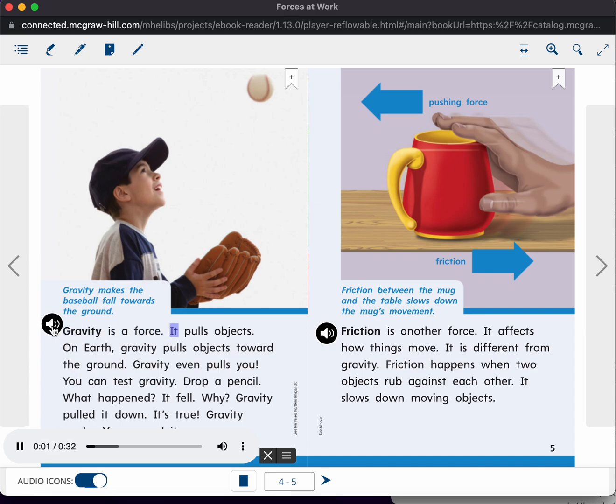Gravity is a force. It pulls objects. On Earth, gravity pulls objects toward the ground. Gravity even pulls you. You can test gravity. Drop a pencil. What happened? It fell. Why? Gravity pulled it down. It's true. Gravity works. You proved it. Caption: gravity makes the baseball fall towards the ground.